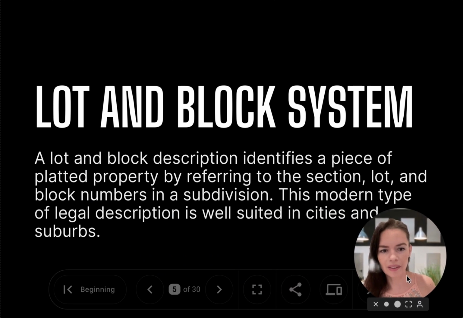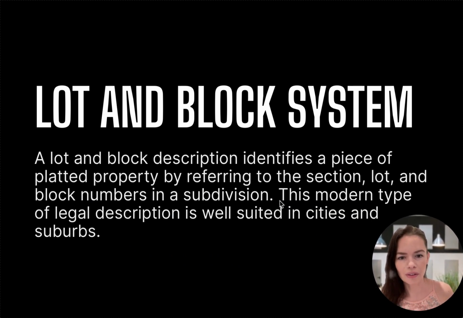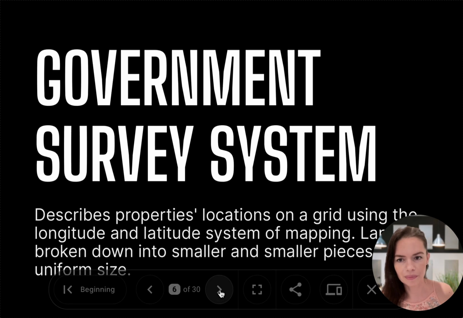Lot and block system. A lot and block description identifies a piece of platted property by referring to the section, lot, and block numbers in a subdivision. This modern type of legal description is well suited in cities and suburbs.